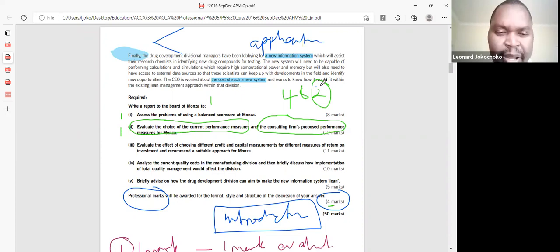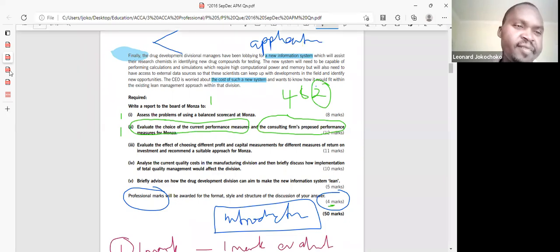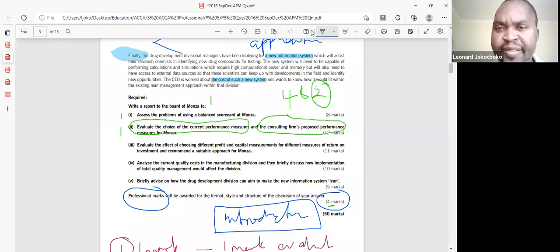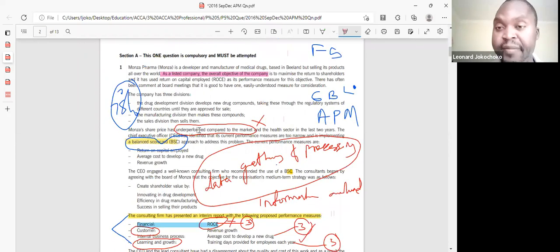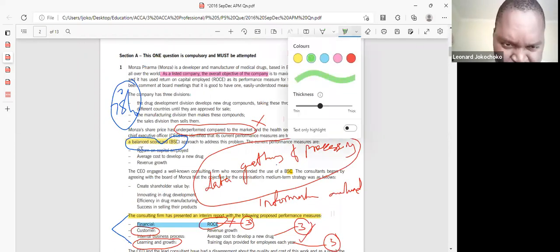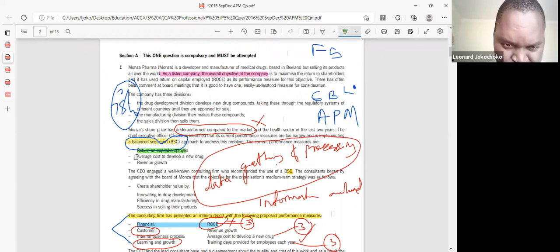Right, let's go to the technical part. Evaluate the choice of the current performance measures. The current performance measures are given straight in the question. I think there were 2 or 3. There are 3. So now we are addressing this part of the question paper. This is the current performance measure.